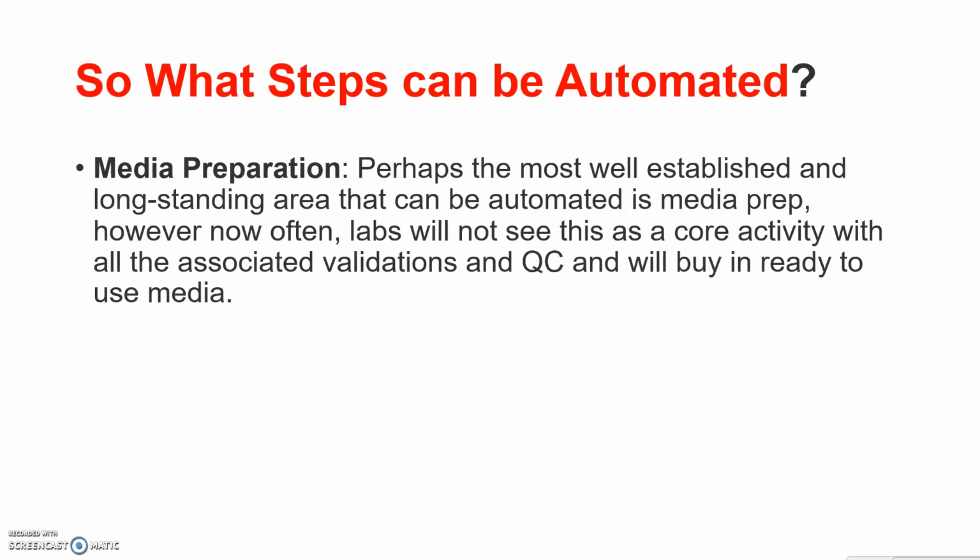So what steps can be automated? Which are the steps included in the automation? First one is media preparation. It is perhaps the most well established and long standing area that can be automated. However, now labs often will not see this as a core activity with all the associated validations and QC, and will buy in ready to use media.